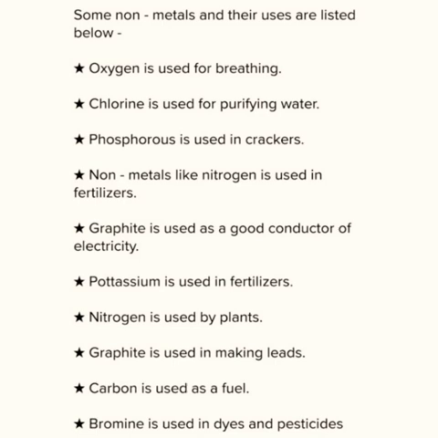Potassium is used in fertilizers. Nitrogen is used by plants. Graphite, which is a nonmetal, is used in making lead. Carbon is used as a fuel. Bromine is used in dyes and pesticides.